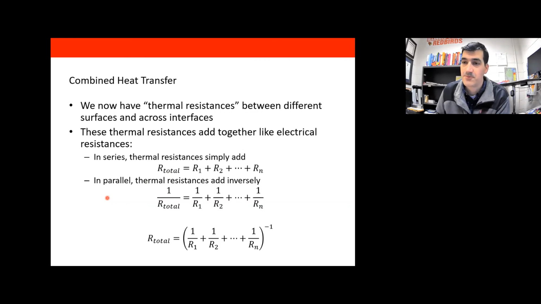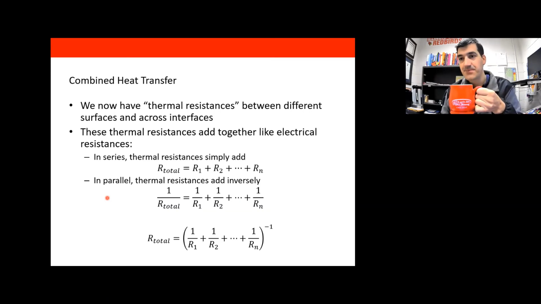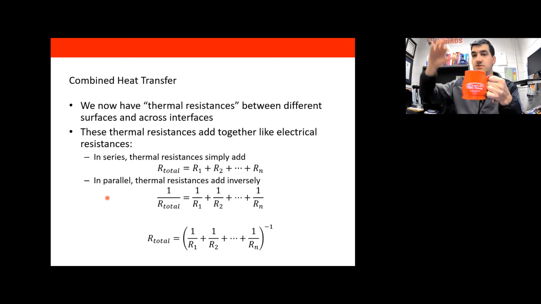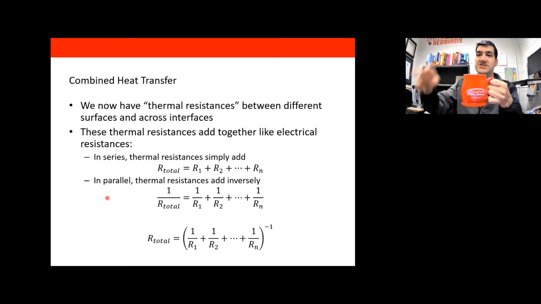If they're in parallel, a good example of parallel is I've got something hot in the middle of the room, and I can have convection around this. I have convection happening at the same time that radiation is happening from this body to the walls. So if they're at a different temperature, then I'm going to get radiation heat transfer as well as convection heat transfer. That convection might be natural convection, or it might be forced convection due to ventilation in the room.